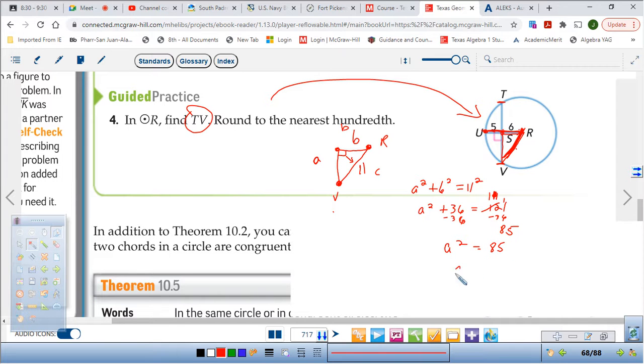So we're going to get a squared equals 85. Get the square root of that one, square root of that one. We're going to go with a is equal to the square root of 85. And I'll leave it there. I'm not going to move it. I'll just leave it there like that.